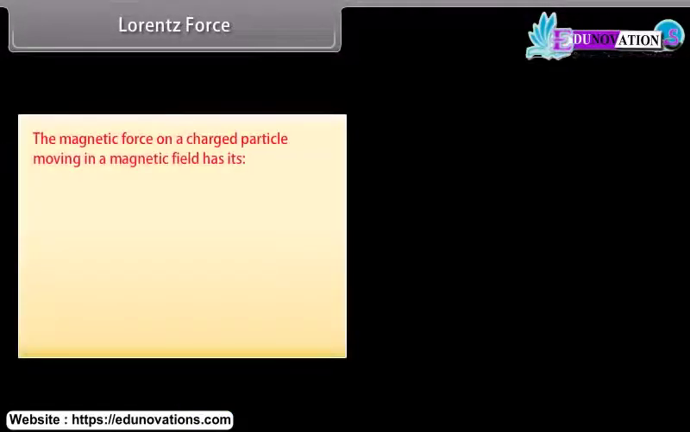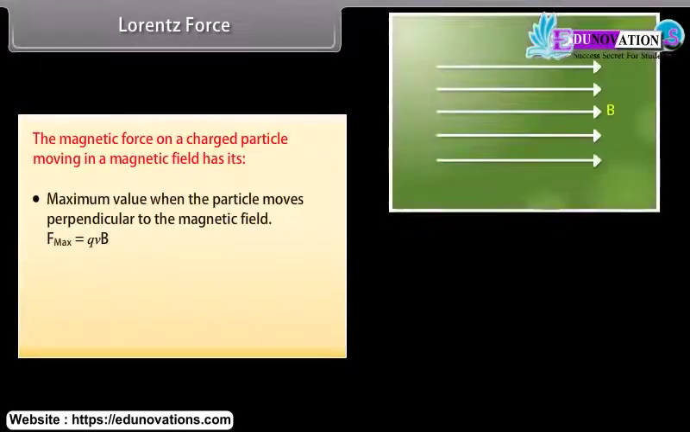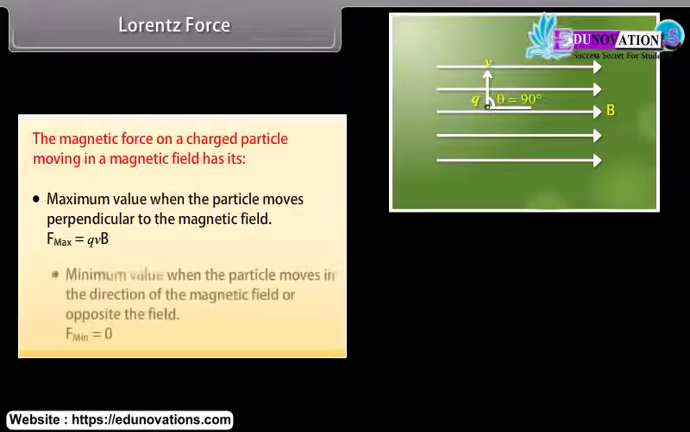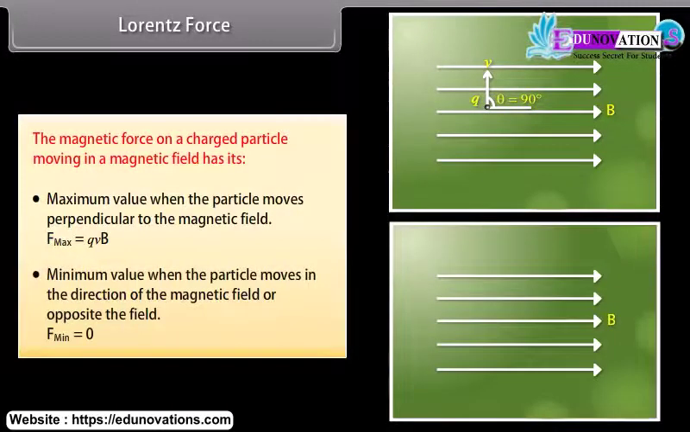The magnetic force on a charged particle moving in a magnetic field has its maximum value when the particle moves perpendicular to the magnetic field. F max equals QvB. It has a minimum value when the particle moves in the direction of the magnetic field or opposite to the field. F minimum equals 0.